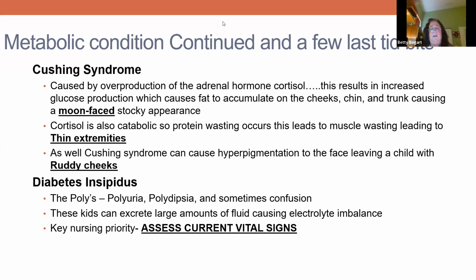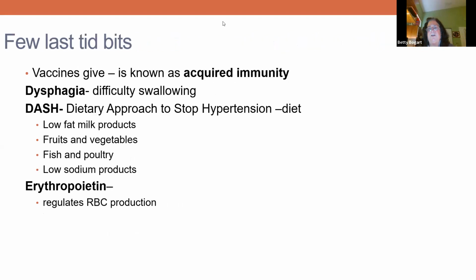So now you have to pay very close attention. Diabetes insipidus is 2 Ps, very similar to diabetes mellitus, but you're not hungry because this is only fluid that we're worried about. Polyuria, urinating too much. Polydipsia, drinking too much. Those are the things you see. Now, because you're urinating a lot, again, you worry about electrolyte imbalances, okay? And because you're losing so much, you really have to monitor vital signs.